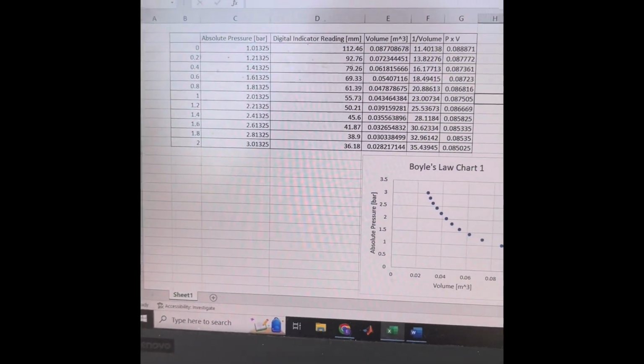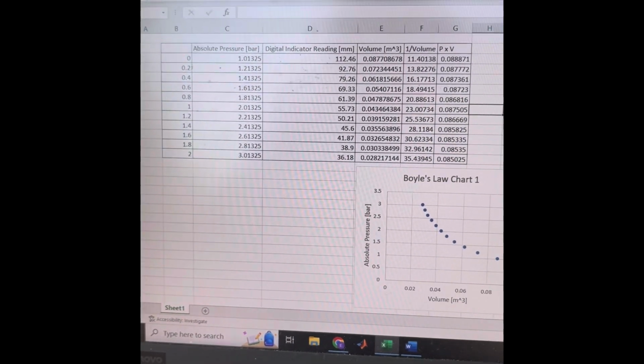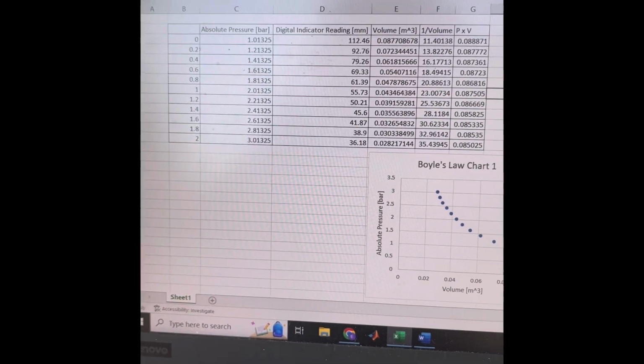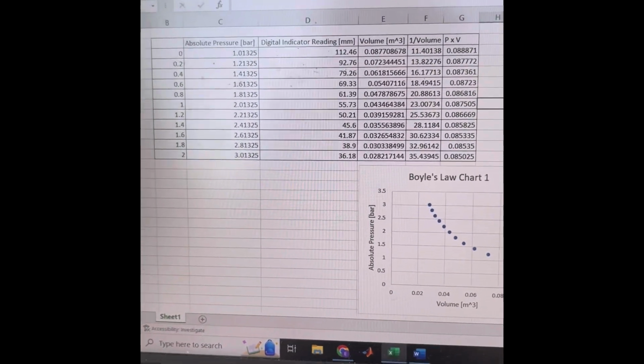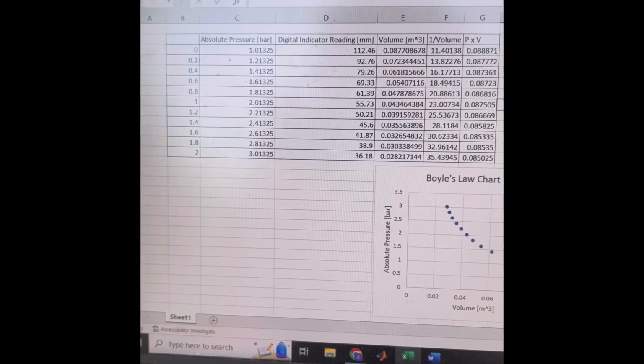We ran a total of 11 trials, starting with an absolute pressure of 1.01325, which is just the atmospheric pressure, and ending at 3.01325, which is a gauge pressure of 2 bar. We increased by increments of 0.2 bar during each trial.